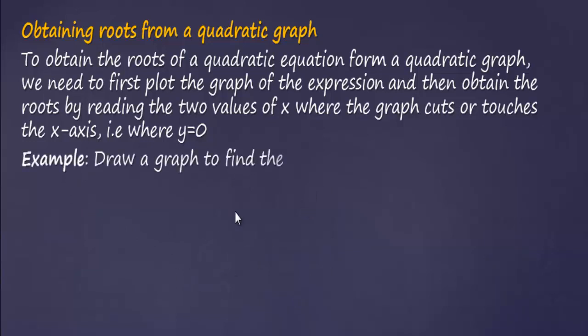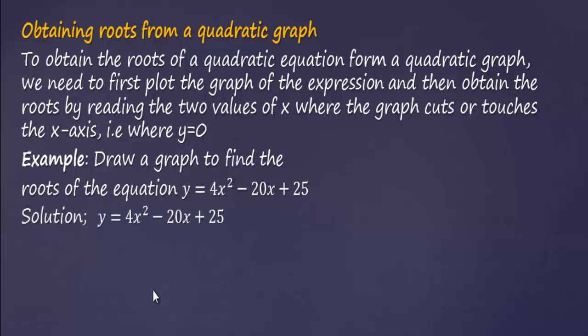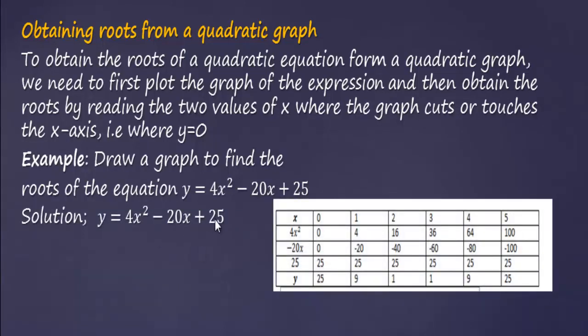Let's go. Example: draw a graph to find the root of the equation y equals 4x squared minus 20x plus 25. Solution. You draw the table. When you draw the table, you say x ranging from 0 to 5. You can choose something like that. You just choose at least 4 numbers. Having done that, you have done the x, which is clear. Now the first expression is 4x squared. You put it here. Second is minus 20x. You put it here. Plus 25. You put it here, and you put your y.